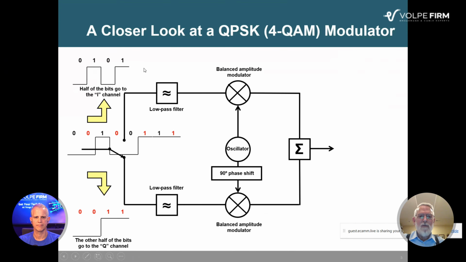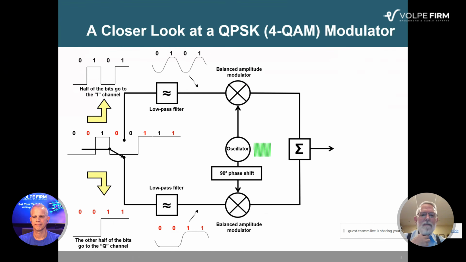Then you got to run them through low-pass filters, because you don't want what amounts to square waves going into that modulator, because it's going to result in all kinds of distortions on the output. So we run the digital data through low-pass filters, and we get what you see up here and what you see down here. So we got the 0011 and 0101, and then those filtered baseband data streams are fed to the input of the balanced amplitude modulators, represented by the two circles with the X's in them.